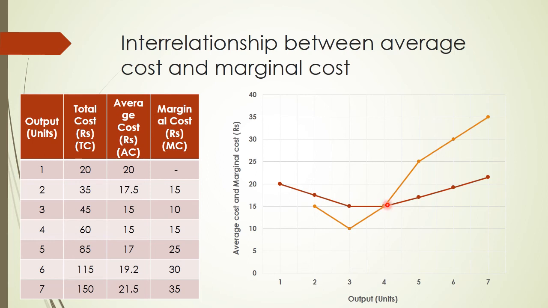So at the time when average cost is minimum, the marginal cost curve intersects the average cost curve from below, and then the marginal cost and average cost become equal. Here this is your average cost curve and the marginal cost intersects it from below. And the third case is when your marginal cost curve is greater than the average cost curve. So when the marginal cost curve intersects the average cost curve, then both of them start to increase.